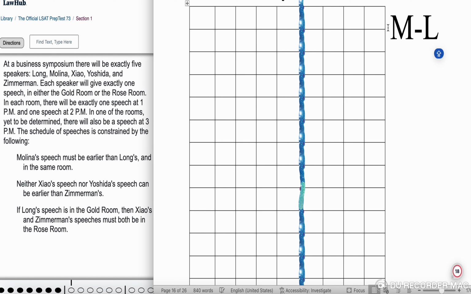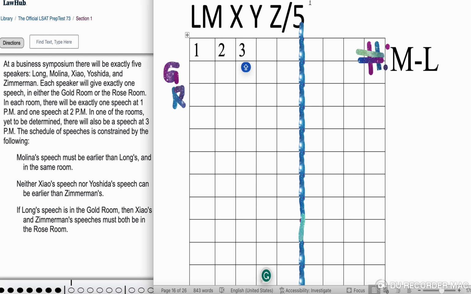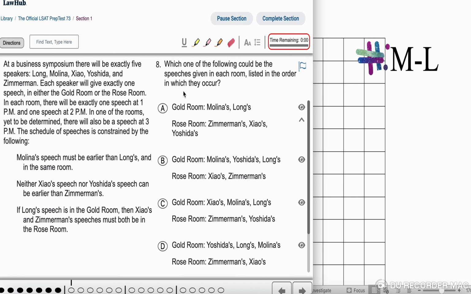So with that being said, I'm going to go ahead and put a number. So the first condition is M before L. And if you had trouble seeing the diagrams, just look here, and they have a visual representation. So let's go and look for it in the first question.